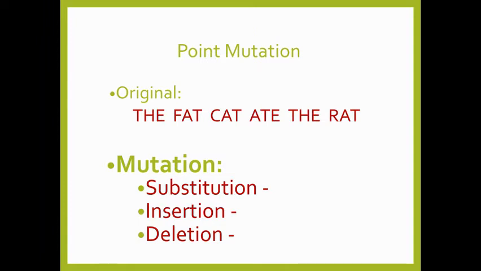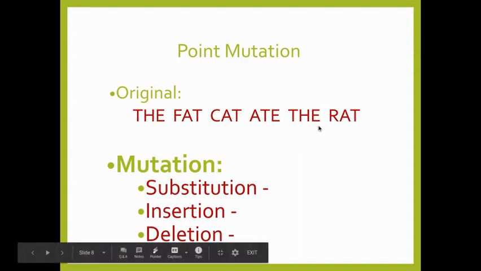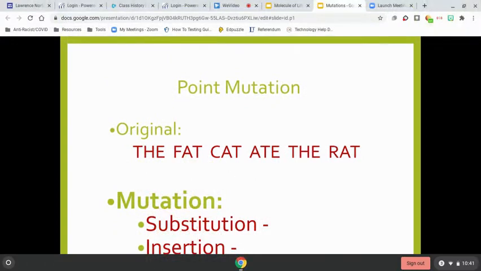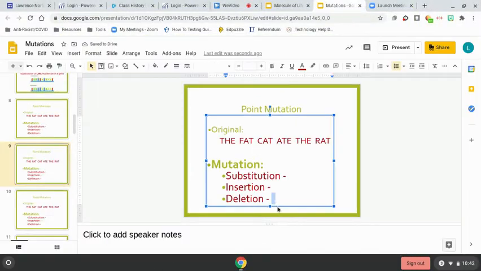So we'll look at how these different point mutations affect your DNA sequence. So here we're going to look at a sentence, so it makes a little bit more sense to our brain. These words are 3 letters long, just like codons are 3 letters long. So we're going to see how that is affected by mutations. So, all right, we'll take this out so we can just do substitution.